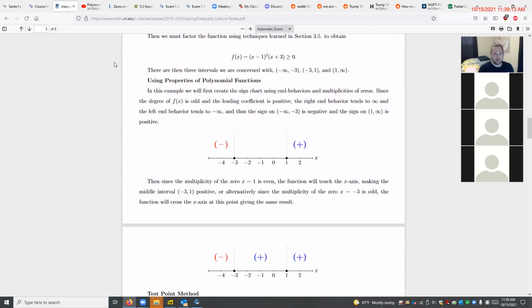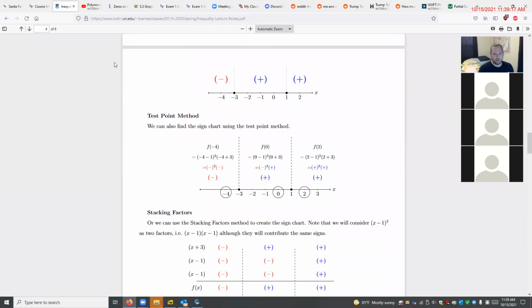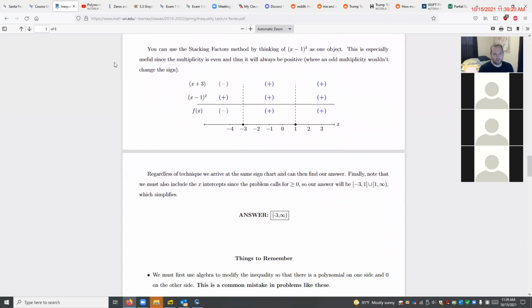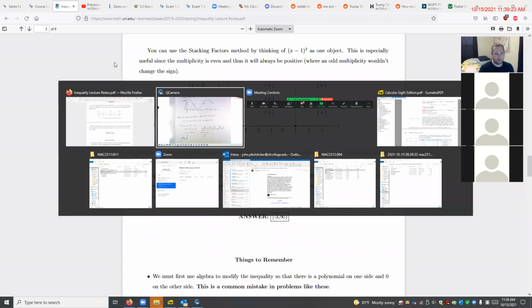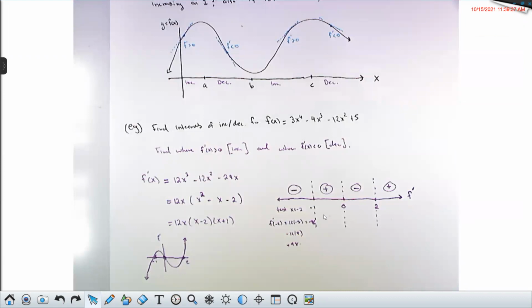We're going to use multiplicity tricks using properties. Yes, very good. Okay. Test point method, stacking factors, multiplicities. Here we go. All right. This looks pretty good. So I'll post that to you guys for some review if you need it, because you don't want to burn time testing points if you don't have to. Testing point is set some points and put it in the derivative to check the sign is negative or positive.